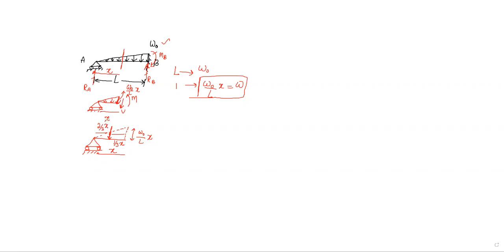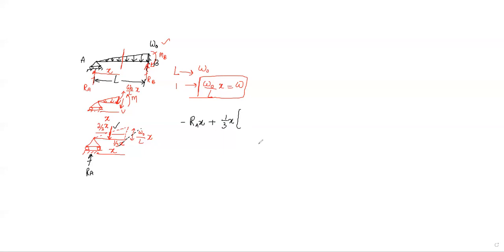Now, let's take the moments about an axis passing through the point where we have drawn the section. So first of all, we'll be having the moment because of this RA. The moment because of RA will be RA into X, and that is clockwise, minus RA into X. And we'll be having moment because of this concentrated equivalent load. It's anti-clockwise, its magnitude will be perpendicular distance, 1/3 of X, multiplied by the load.